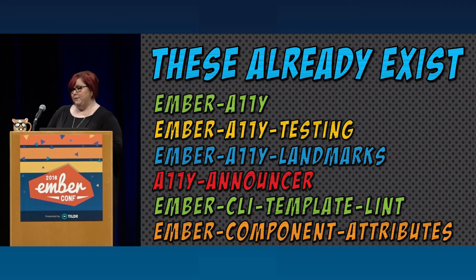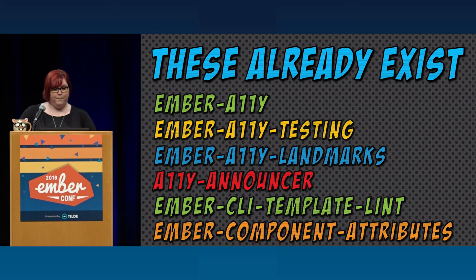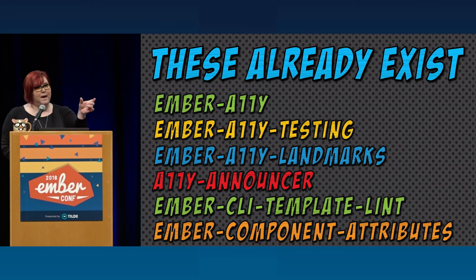So if you go look in the Ember A11Y GitHub repo, you will find some really cool stuff. One of my newest favorite add-ons is Ember Component Attributes. Definitely check that one out. It gave me so many accessibility wins because I didn't have to change my existing components. I'm going to say that again because I'm getting chills right now. I didn't have to change my existing components. It just lets me add HTML attributes to them, which, oh, that's awesome.